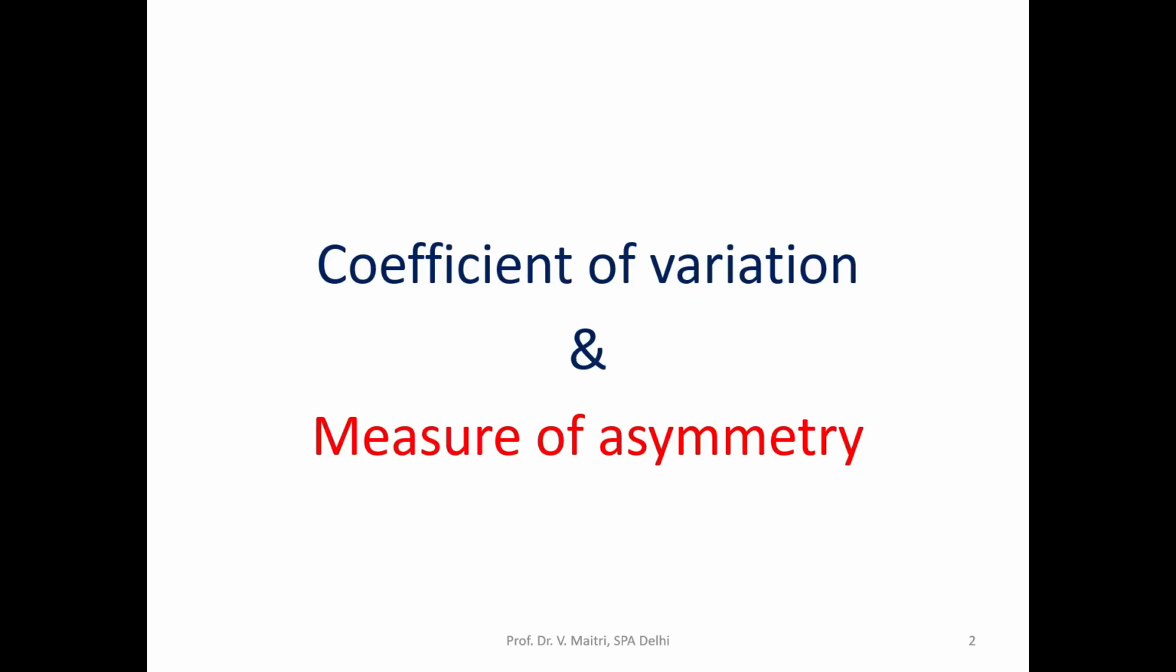But along with that, one portion which was left in our previous discussion was the coefficient of variation. That is an extension of, you can say, dispersion, that is, the variability in the data. So how is the coefficient of variation going to help us, especially in the comparison of data, and then we will come to the measure of asymmetry.